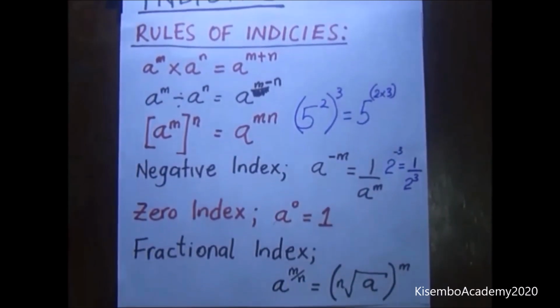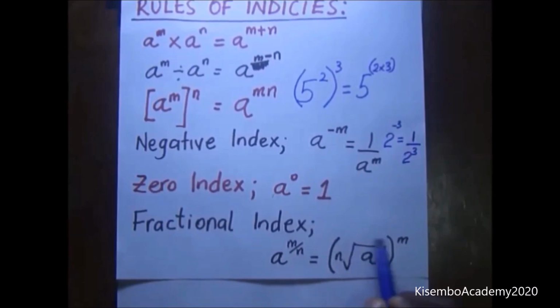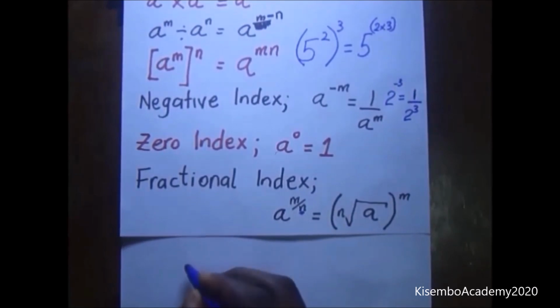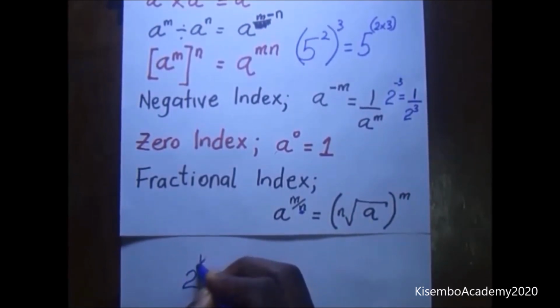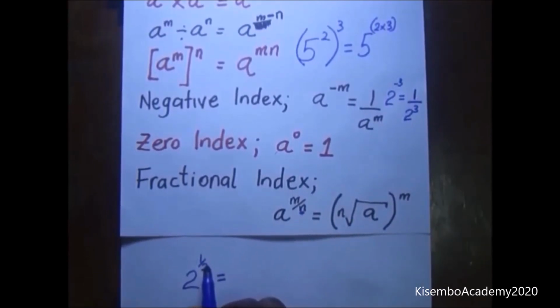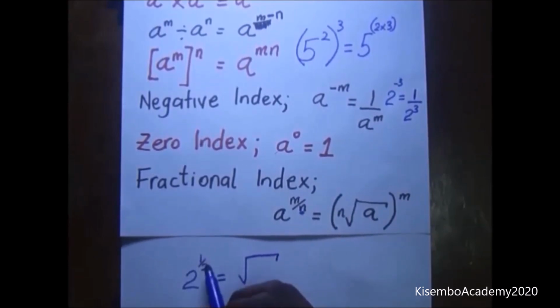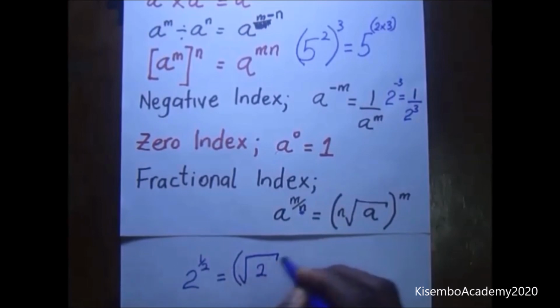Then we have the fractional index. The fractional index, a to the power m over n, is the same as the root of the denominator n, to the power of the numerator m. I'll give you an example. Let's say you have 2 to the power a half. The 2 in the denominator means it's the square root. Of course, you do not write the 2 there, but it means the square root of 2. But the square root of 2 is to the power 1.